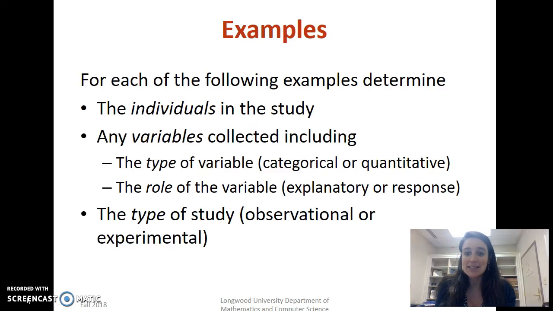For each of the following examples, determine the individuals in the study, any variables, the type of variable, i.e. categorical or quantitative, and the role of the variable, explanatory or response, and determine the type of study, observational or experimental.